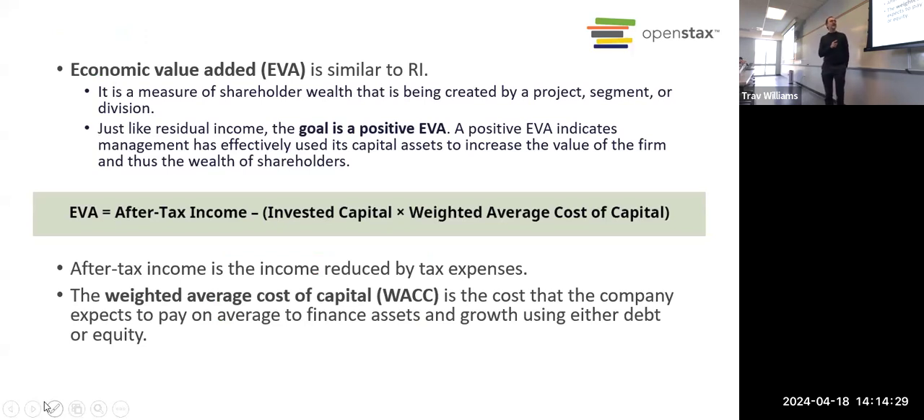Then we talked about EVA. This is a new concept, economic value added. And really the main difference between this and residual income was what? Well, actually, I guess there are two differences. How does this differ from residual income calculation? We start with after-tax income instead of pre-tax, right? And instead of multiplying by the minimum required rate of return, it's the weighted average cost of capital.